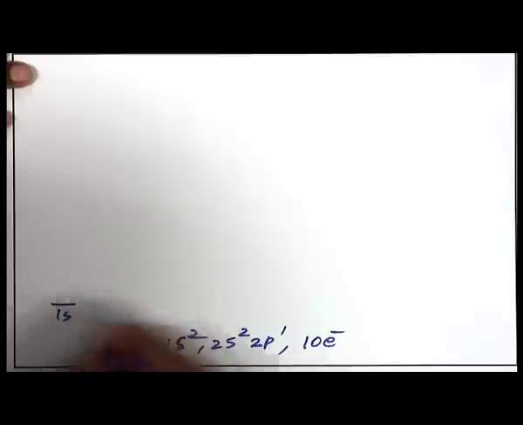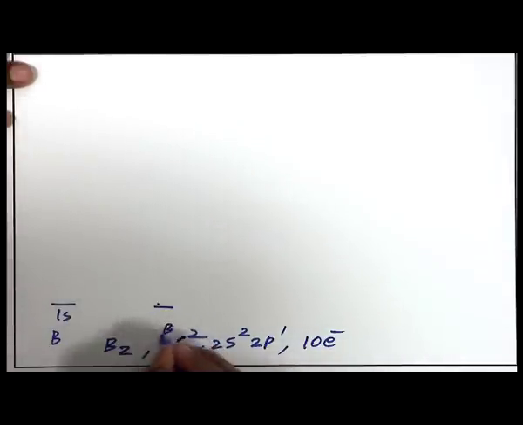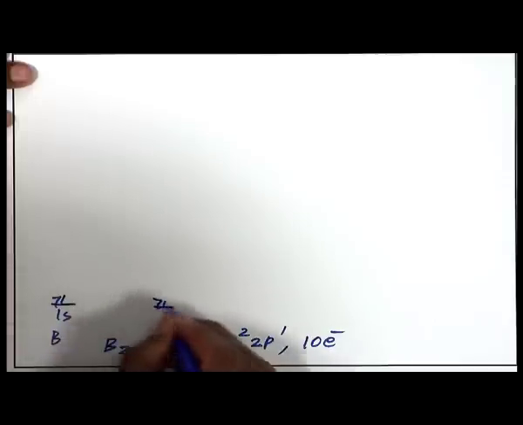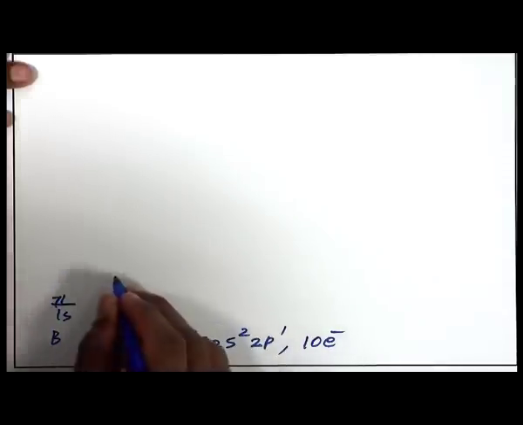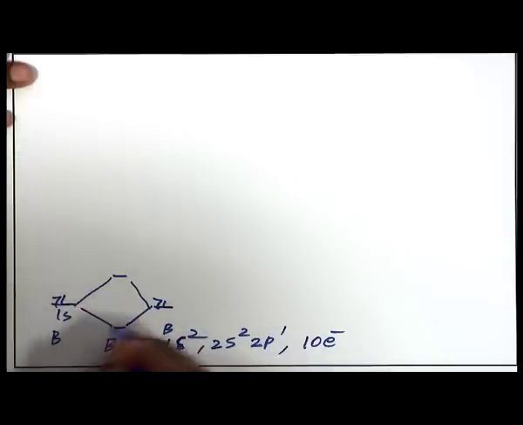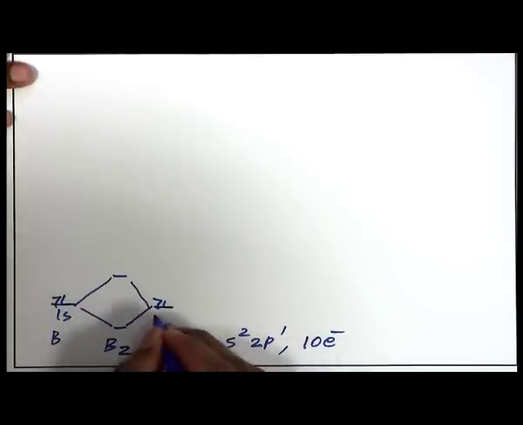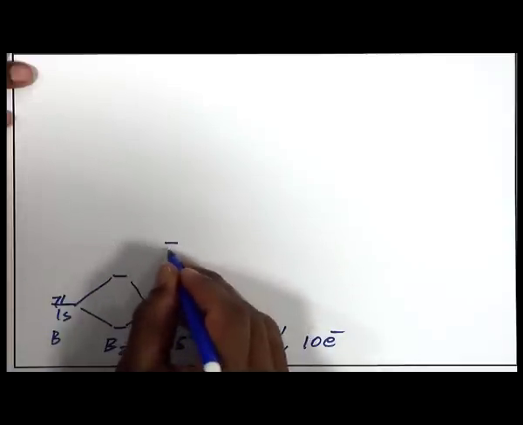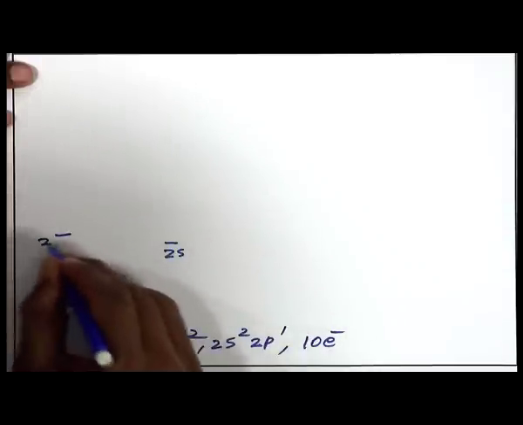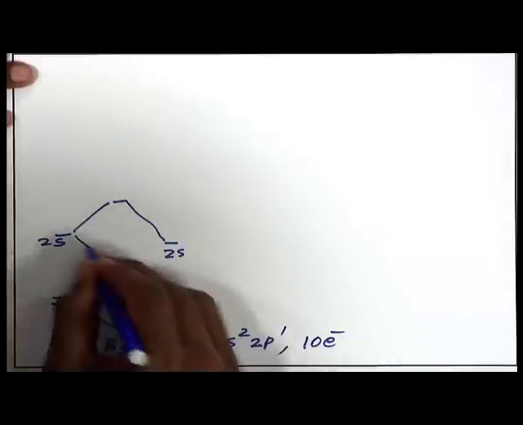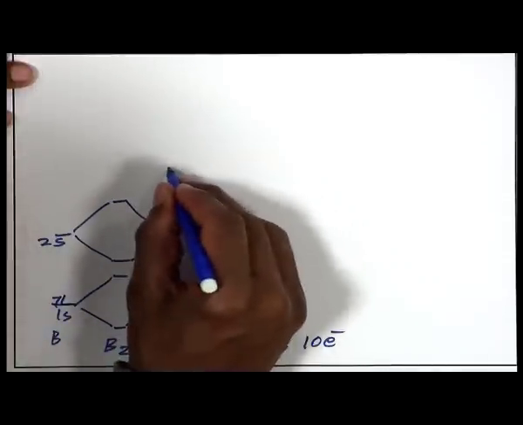So the 1s orbital you draw here, another 1s orbital of the other boron atom here, and the middle is B2. You have 2 electrons here and 2 electrons here, they interact with each other and you will get 2 MO levels which are connected in this way. This is the 1s orbital. After that you have the 2s orbitals, they interact and you will get it like that.